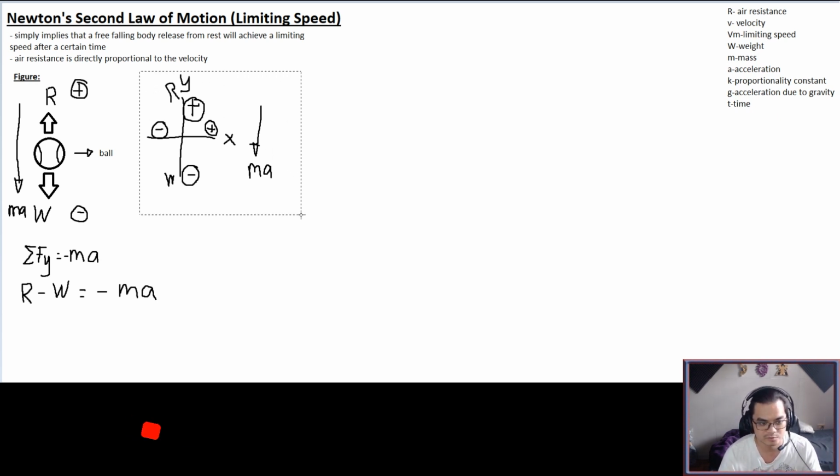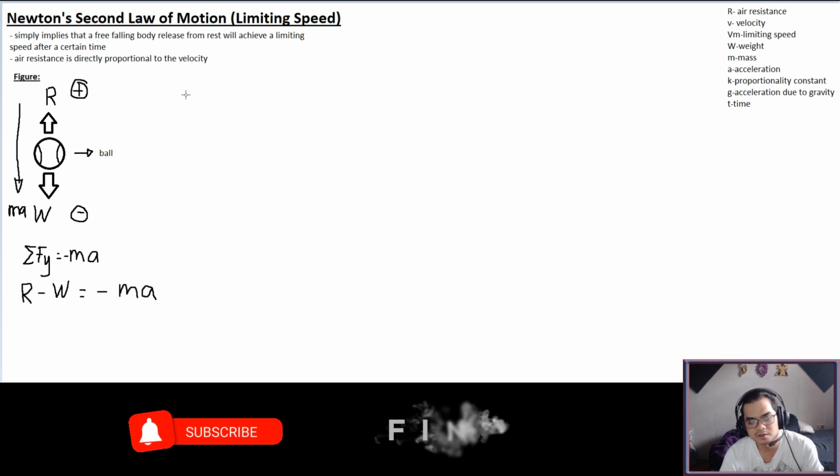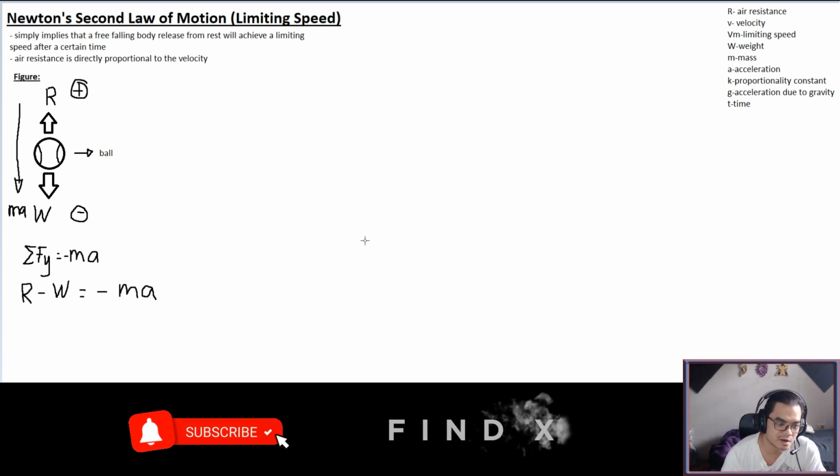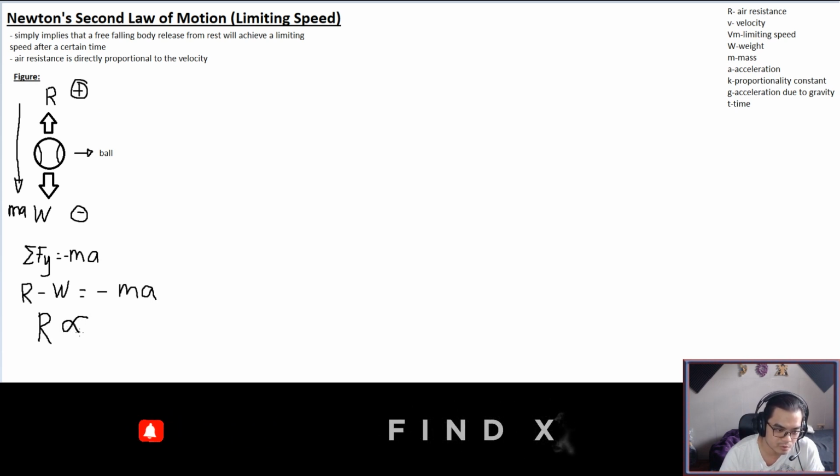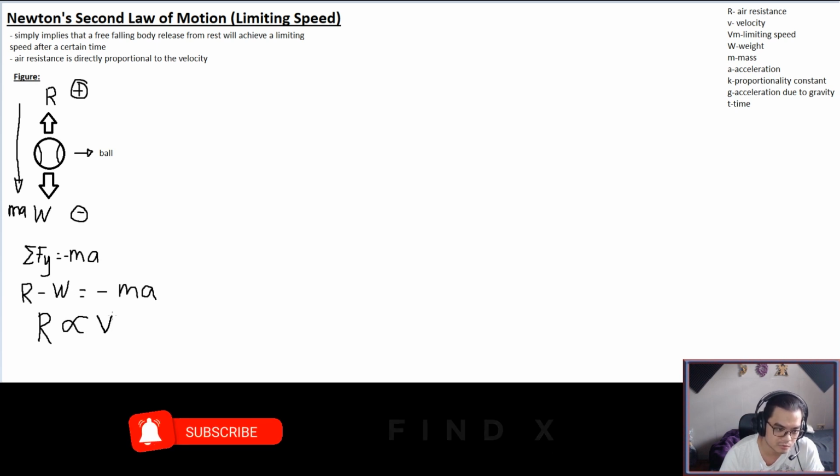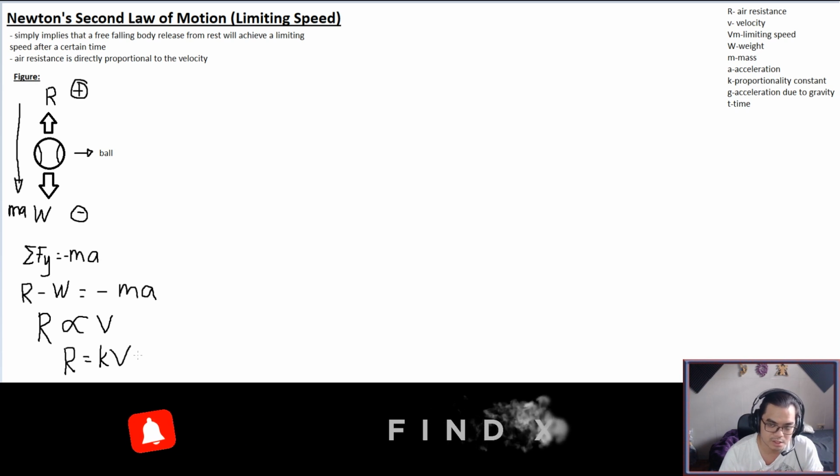So I'll just erase this one. Now remember, from the second definition, air resistance is directly proportional to the velocity. So we can say that the air resistance is directly proportional to what? To the velocity, so v. Now applying the concept of proportionality, we must add a proportionality constant, which is k. So r must be equal to kv.